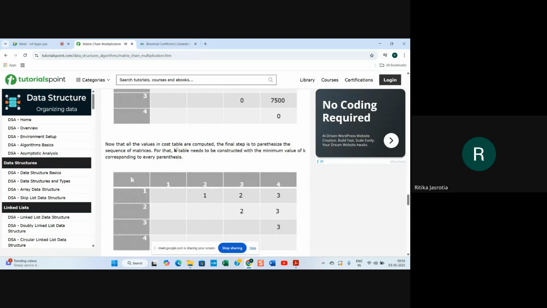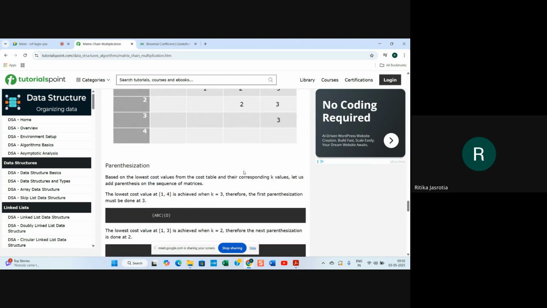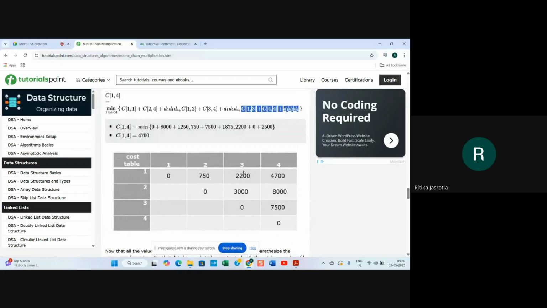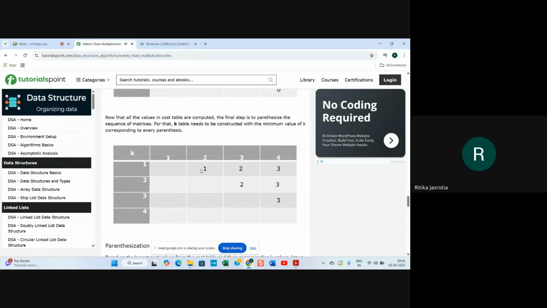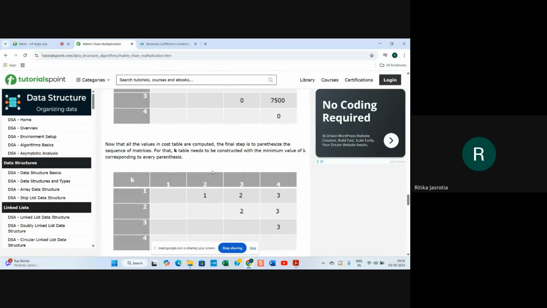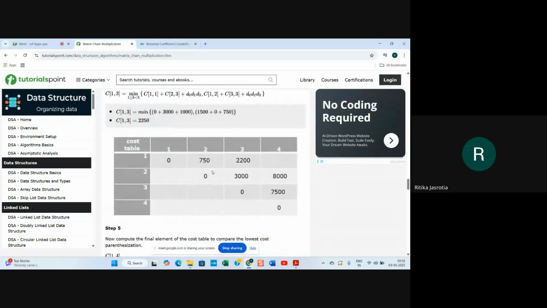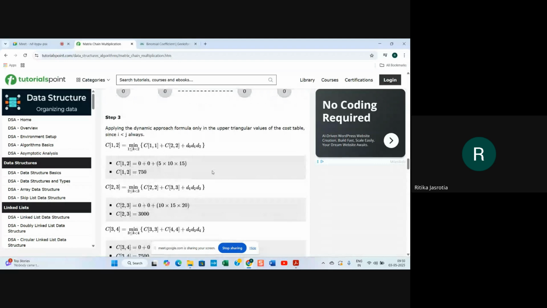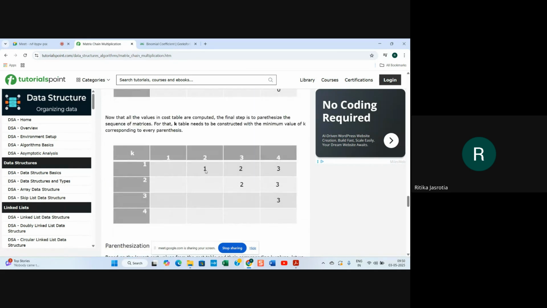So note that all the values in the cost table are computed. The final step is to parenthesize the sequence of matrices. For that, the k table needs to be computed with the minimum value of k corresponding to every parenthesis. So now what they are saying is, in 1, 2, what k value are you taking? Where is 1, 2? In 1, 2, you are taking the k value as 1, right? So you will keep it here as 1.